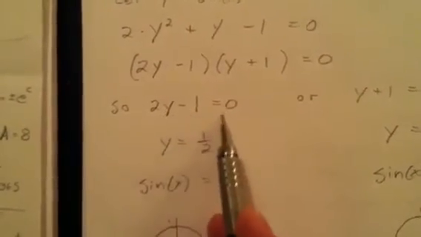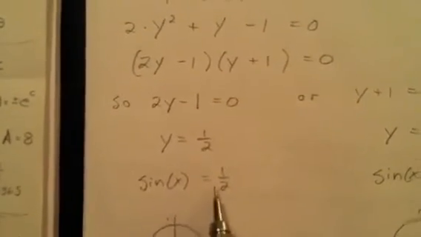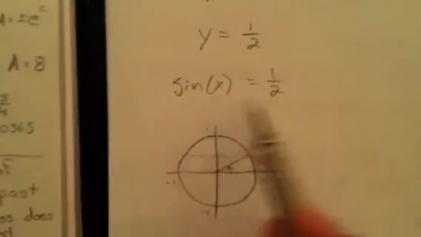So if we solve this one right here, we get y equals a half, which means really the sine of x is a half, right? Because y is really the sine of x. On this one, y plus 1 equals 0 means y is negative 1, or the sine of x is negative 1. And then I usually draw pictures of circles to solve things like this.